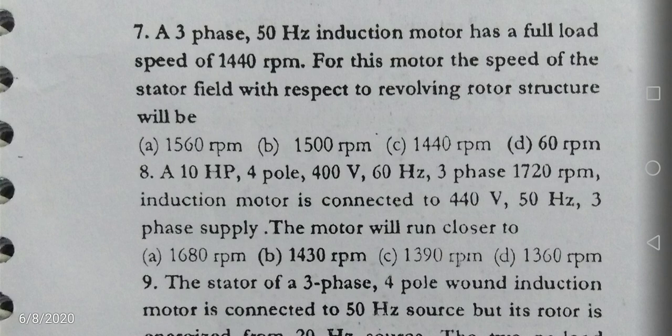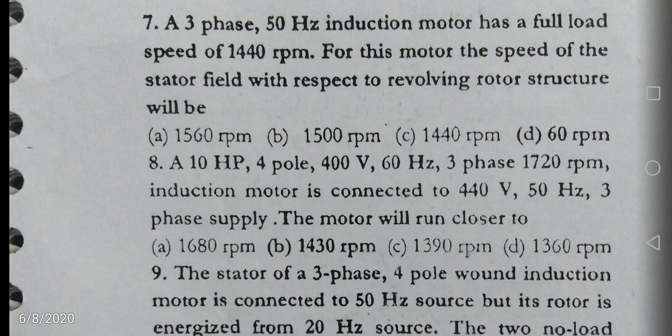So the speed of the stator field with respect to the revolving rotor structure is Ns minus Nr. So Ns is 1500 rpm and Nr is 1440 rpm. So the value is 60 rpm. Option D is the correct one, 60 rpm.